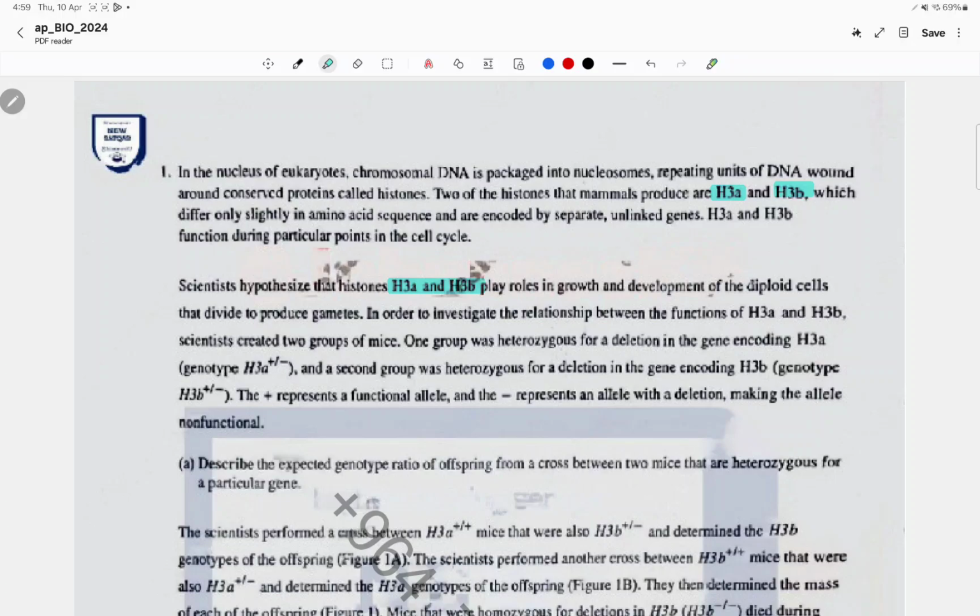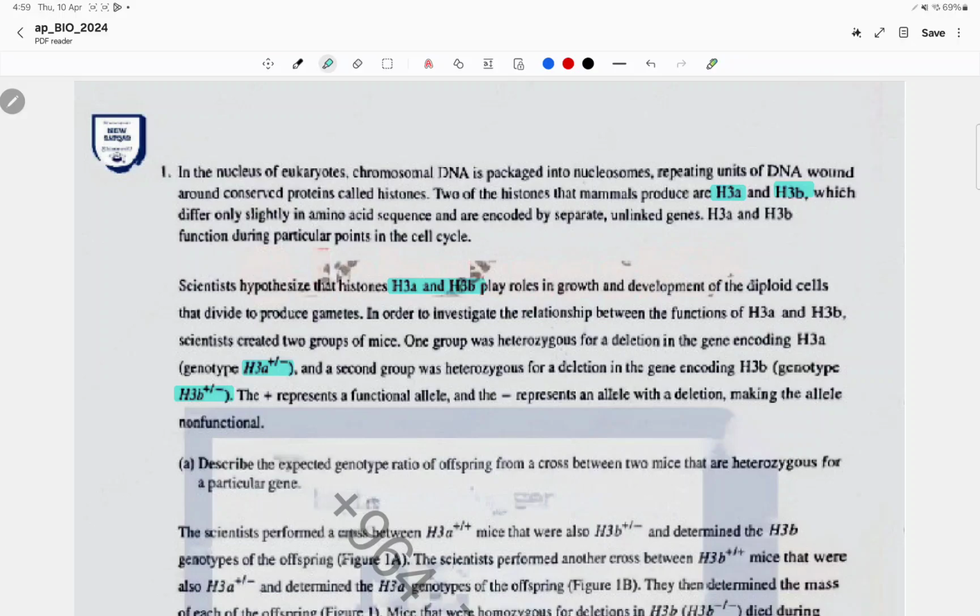In order to investigate the relationship between the functions of H3A and H3B, scientists created two groups of mice. One group was heterozygous for deletion of the gene encoding H3A. The second group was heterozygous for deletion of the gene encoding H3B. Plus means functional allele, minus means allele with deletion, making the allele non-functional.